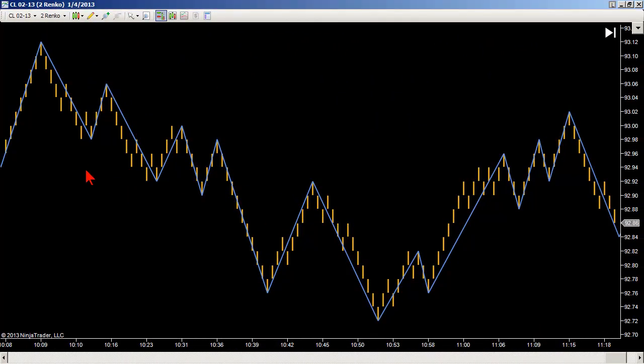This is a chart of crude oil, and it's a Renko chart, and as you can see, there are no wicks and tails on these bars. These are pure price bars, and wicks and tails are just noise, and you want to eliminate as much noise as possible from the data you're trading, because noise is the enemy of traders.